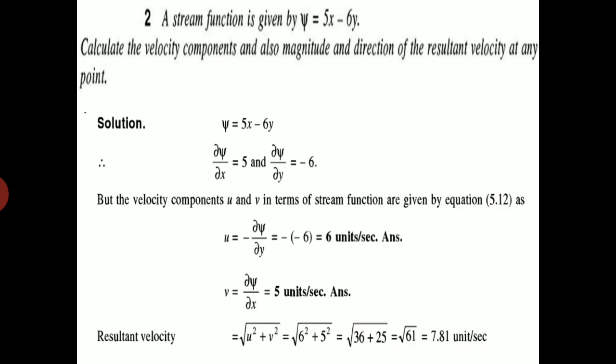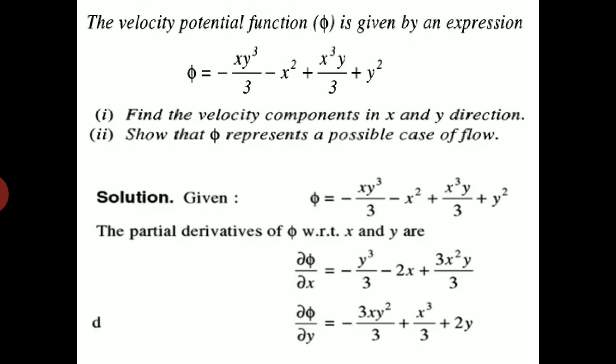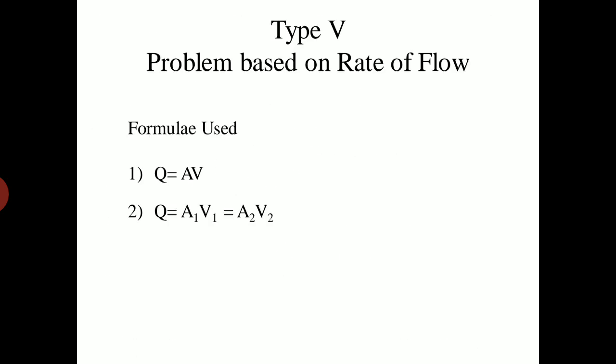So the next type of numerical is the problem based on the rate of flow, that is, the problem based on discharge. Whenever the discharge is given to you, we have to calculate some other factors such as the diameter of pipe, velocity of pipe, etc.